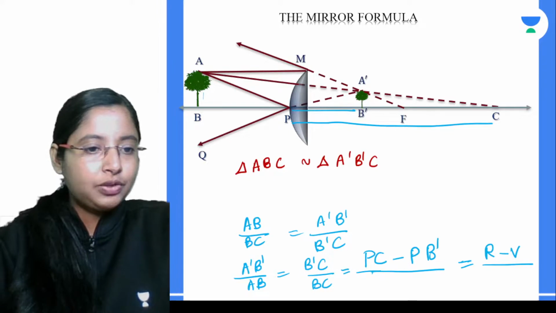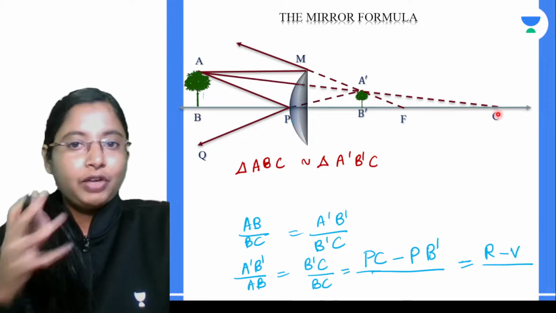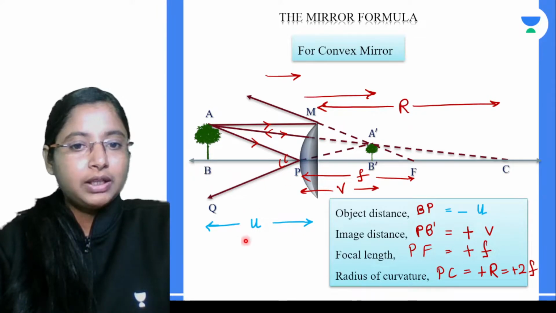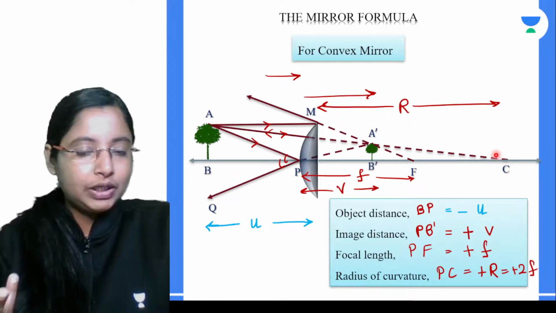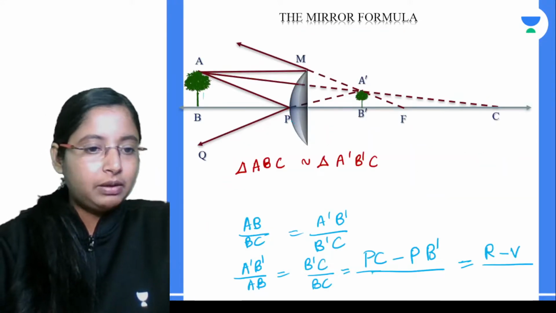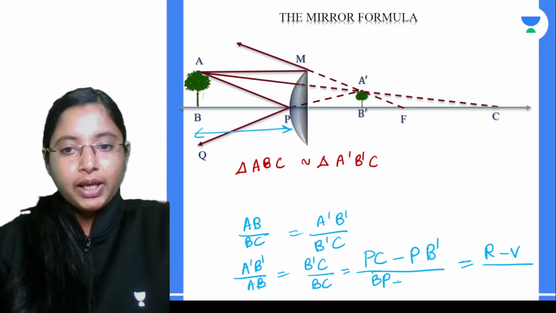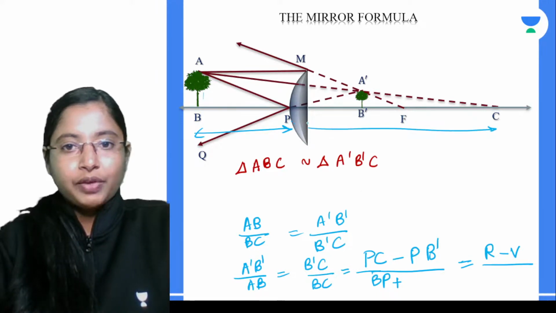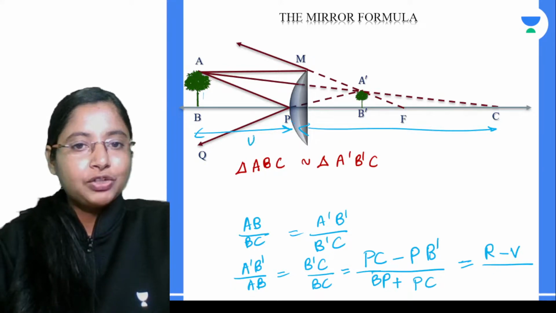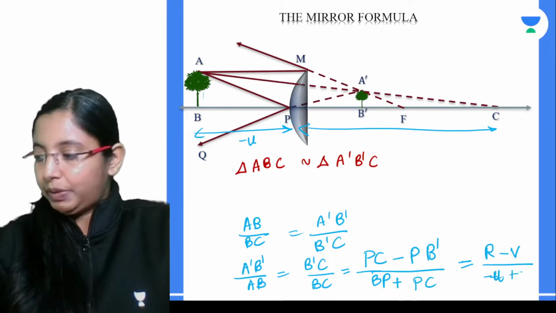Next what we actually have is basically BC in the denominator. We don't know that distance, the BC distance over here. But we know what is B to P, that is U, and from P to C, again we know that is radius of curvature. So this BC can be written as B to P, BP, plus PC. BP is the object distance, according to sign convention it will be negative U, and PC over here is again radius of curvature, this will be plus R.